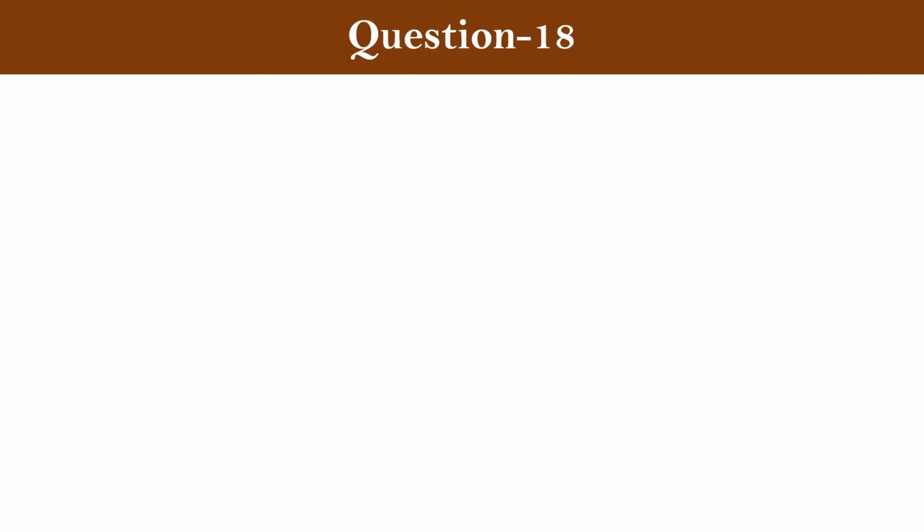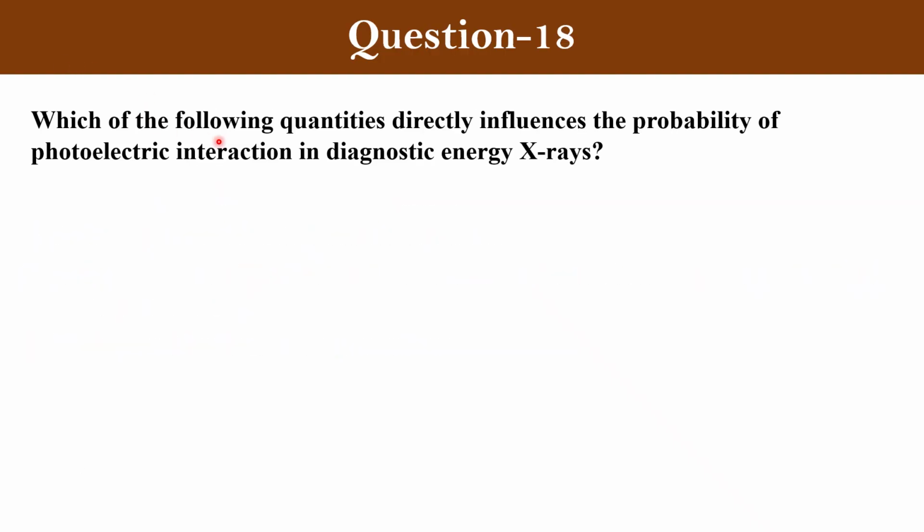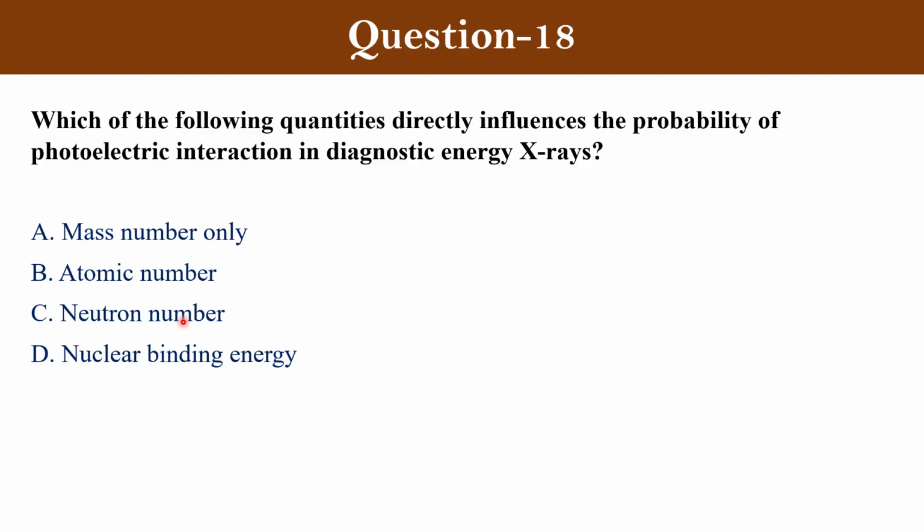Now move towards question number 18. Which of the following quantities directly influence the probability of photoelectric interactions in diagnostic energy X-rays? Option A, mass number only. Option B, atomic number. Option C, neutron number. Option D, nuclear binding energy. Which is the correct answer?